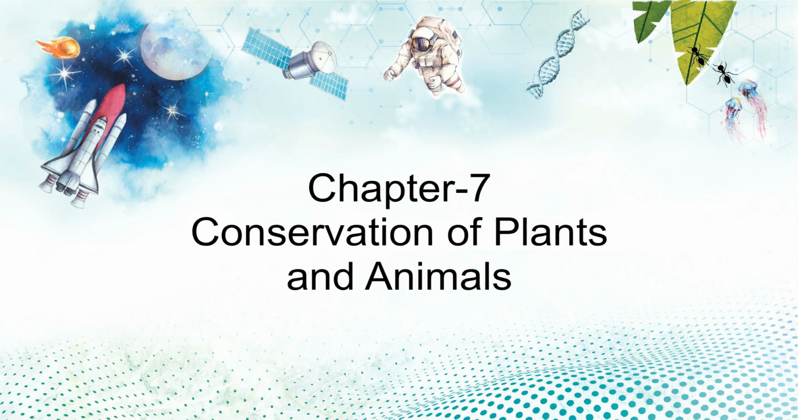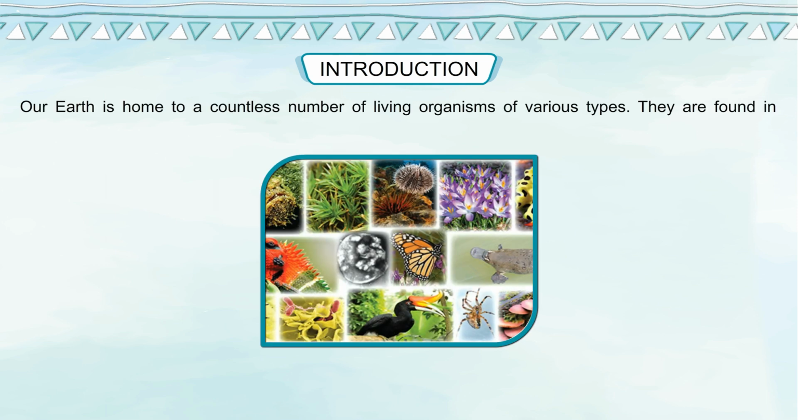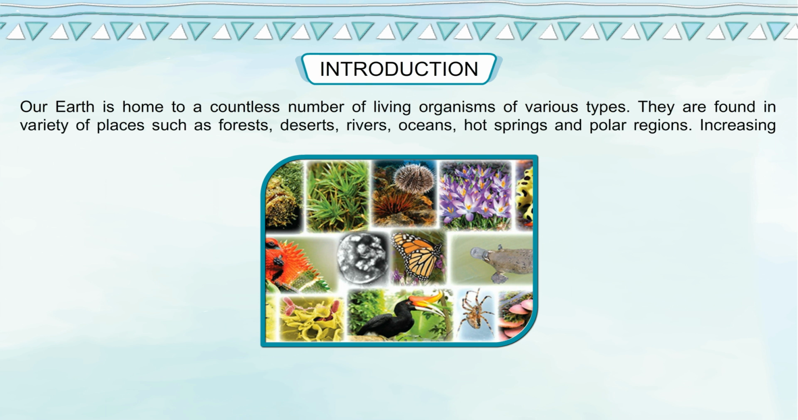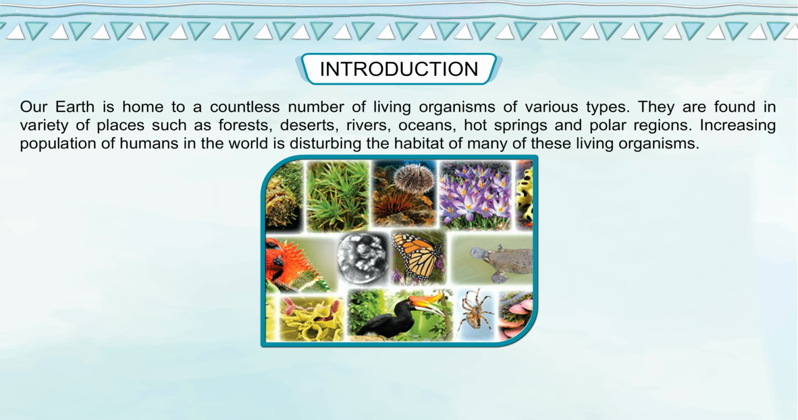Chapter 7: Conservation of Plants and Animals. Introduction. Our Earth is home to a countless number of living organisms of various types. They are found in a variety of places such as forests, deserts, rivers, oceans, hot springs, and polar regions. Increasing population of humans in the world is disturbing the habitat of many of these living organisms.